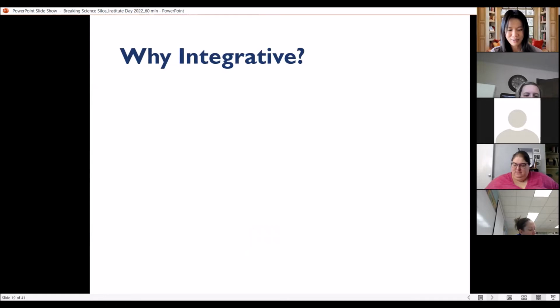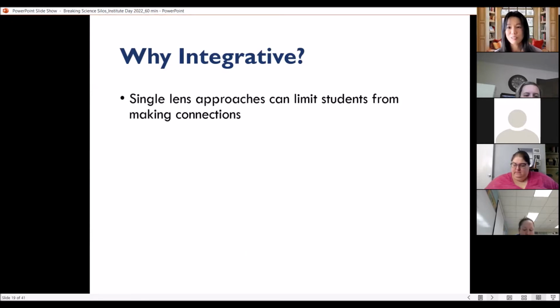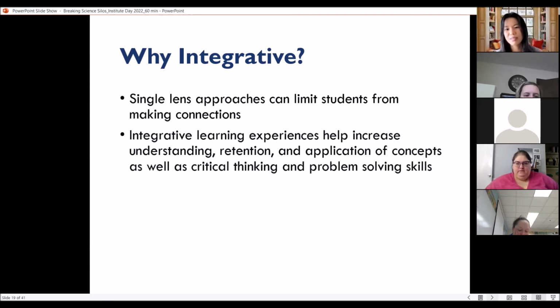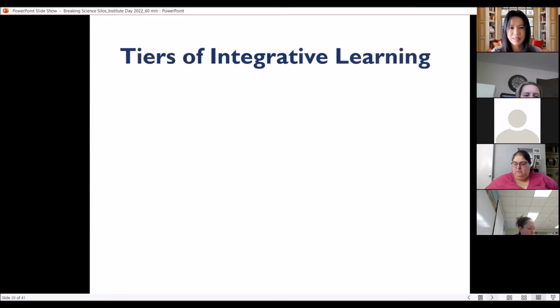So why integrative? This calendar sort activity is just one example of a pretty simple activity showing how a single lens approach can really limit you from drawing connections to other concepts, right? And we know that integrative learning experiences can help increase understanding, retention, and the most important thing, critical thinking and application of concepts. So these all sound nice, but how do we build it in? I mean, some math teachers in here might teach about calendars and clocks, but the rest of us, how can we build in integrative learning experiences? All right, so that's the next part that I'm going to focus on.